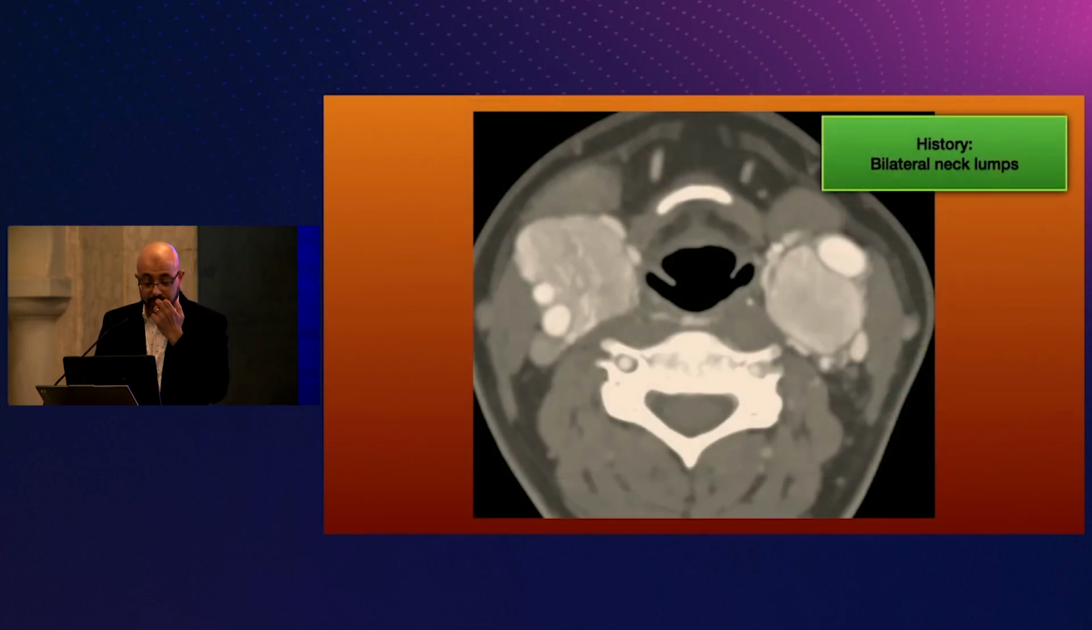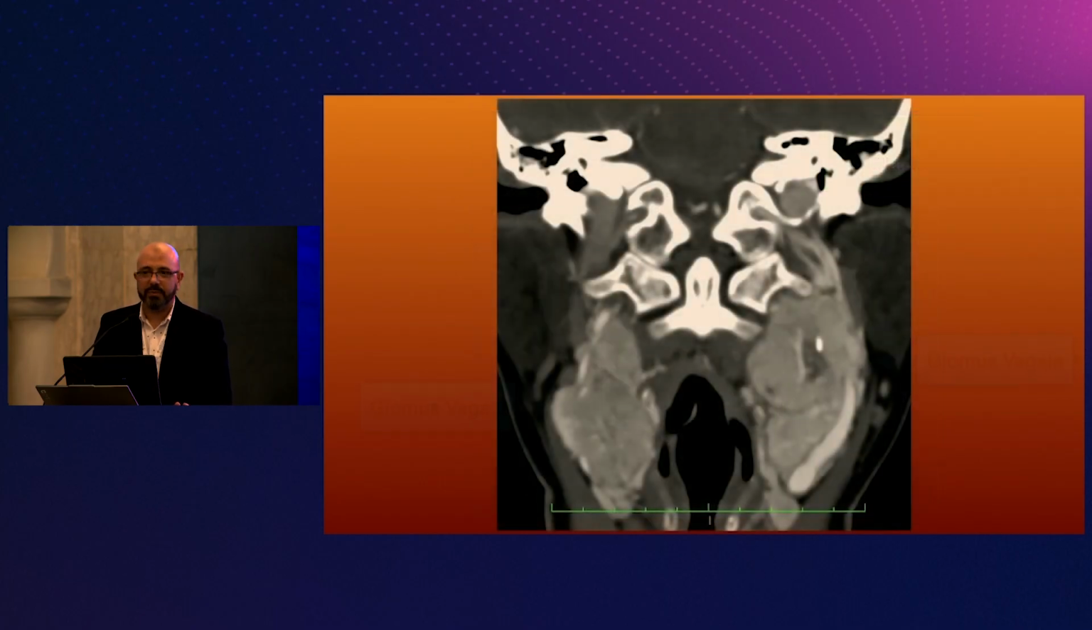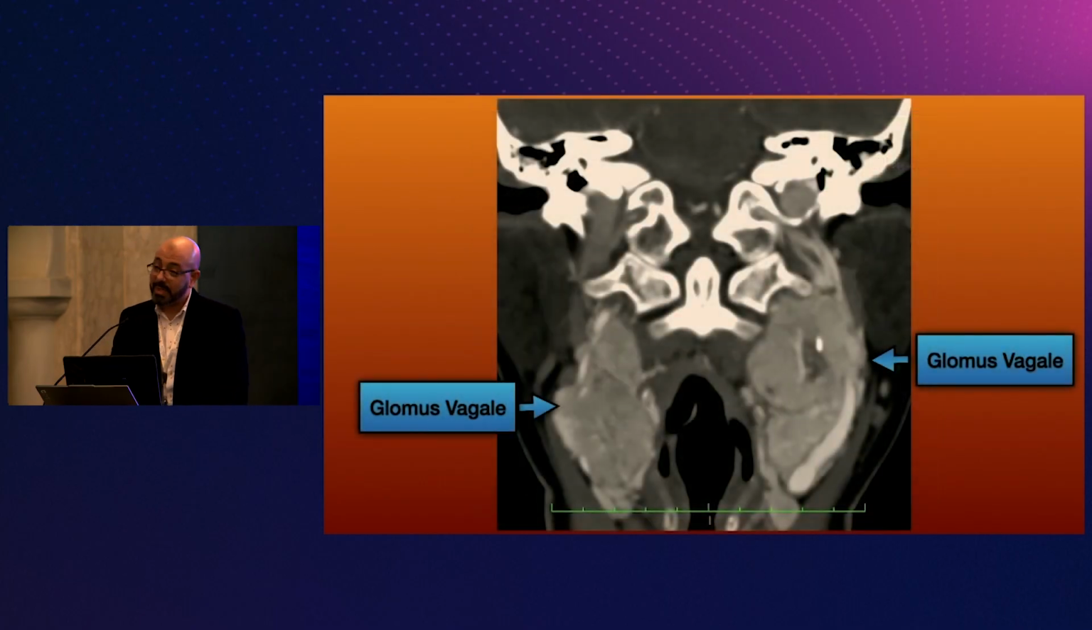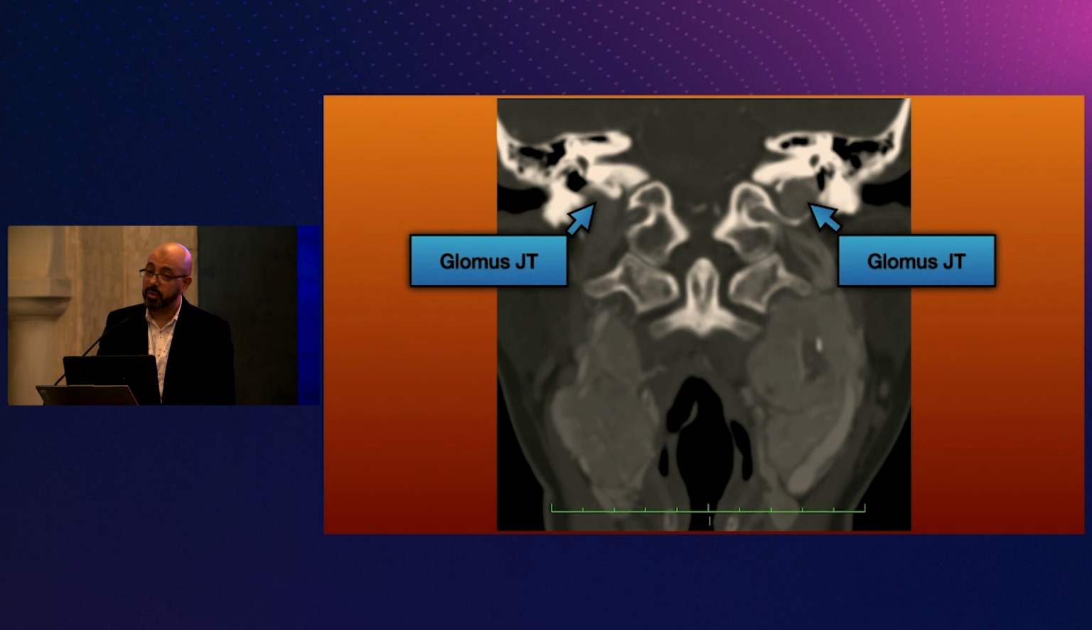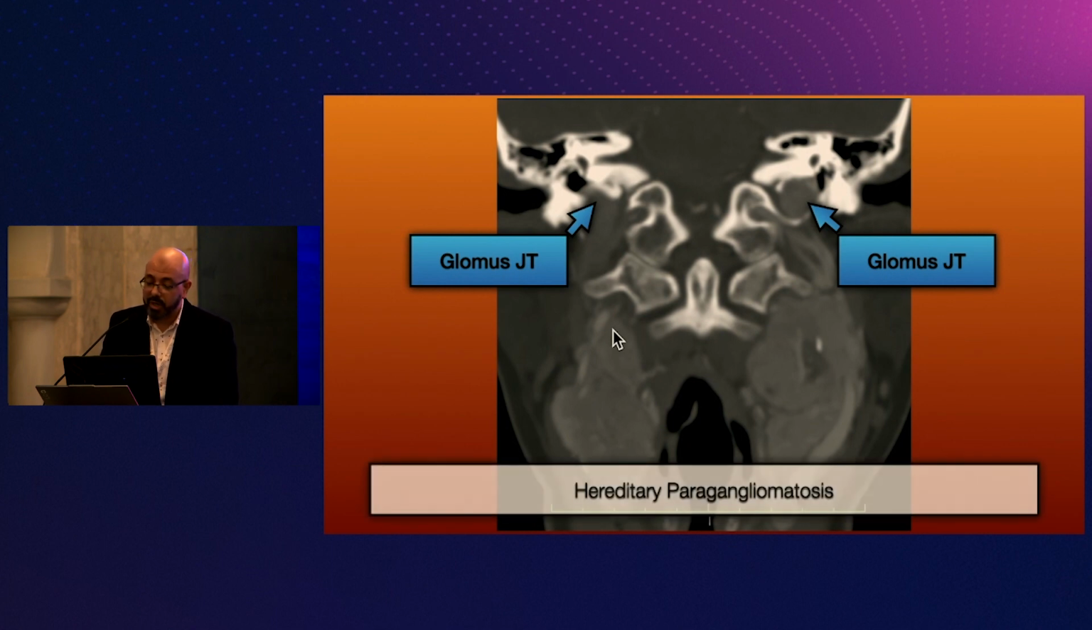Okay, so this is a case of hereditary paragangliomatosis, bilateral neck lumps. These are very intensely enhancing mass lesions. This is the level of the hyoid, which means that this mass is going slightly above and slightly below the level of the hyoid, which means that which cranial nerve here is involved? It has to be the vagus. So this is the glomus vagale. And as we all agreed now, you need to look for more, and we actually have glomus jugulotympanicum. So this is a case of hereditary paragangliomatosis.